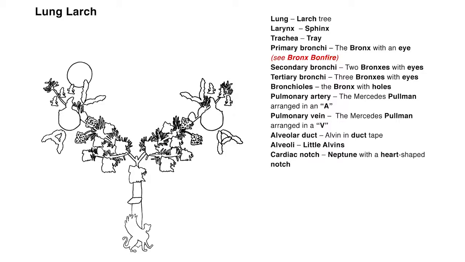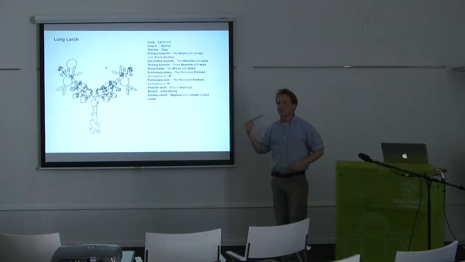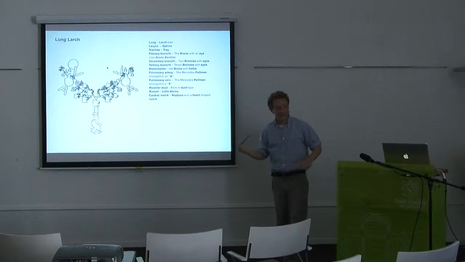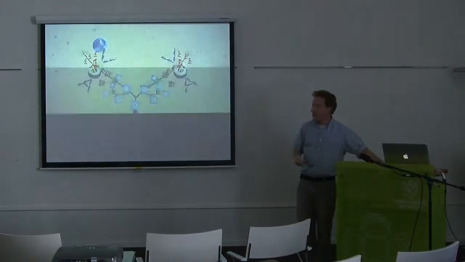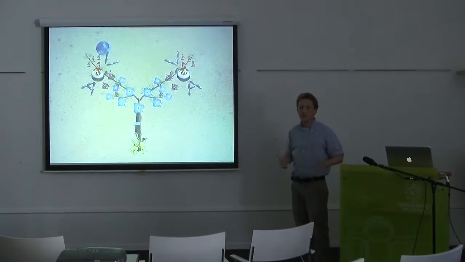So for the larynx, it sounded like sphinx to me. For the trachea, I had a tray. For the primary bronchi, I had the Bronx with an I. And so there are all these stupid kind of jokes throughout it all. And that is how I came to the final image.